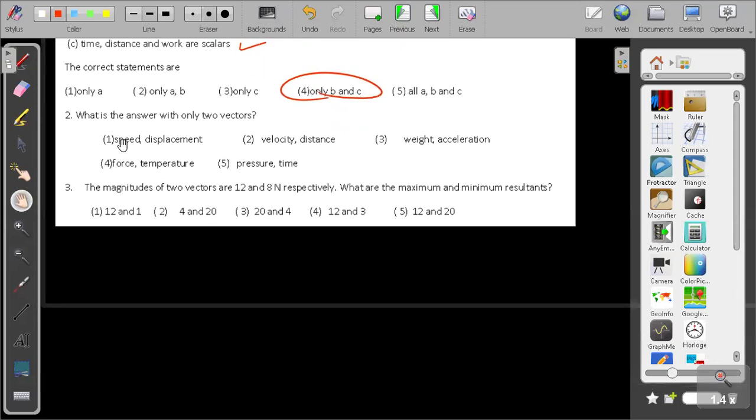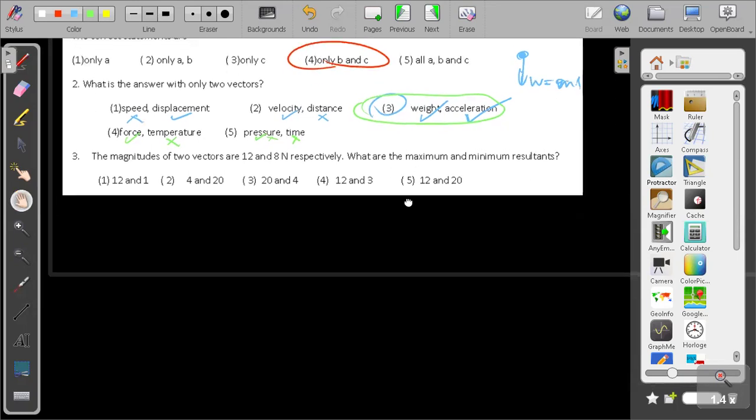What is the answer with only vectors? Speed is a scalar, velocity is a vector. Displacement is a vector, velocity is a vector, distance is not. Weight is a vector, mass times gravitational acceleration, there is a direction, mg. Acceleration is a vector, this is the answer. Let's check the other two as well. Force is a vector, temperature is not. Pressure and energy are not vectors either. But time is definitely not a vector, so the answer is the third one.